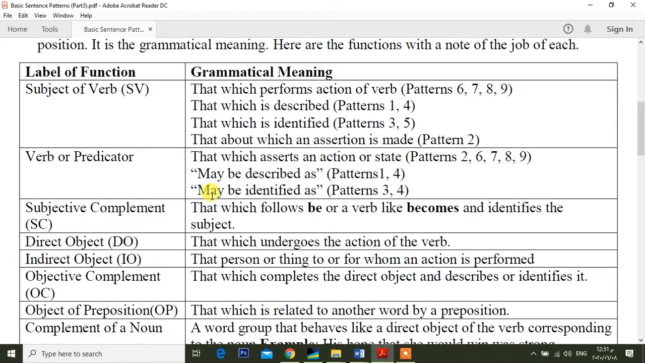The third one, the verb also, we are talking here about the verb, may be identified. The function of this verb here may be identified as, and it's found in pattern 3 and 4. For example, Ali is a doctor. "Is" here is used to identify Ali, who is a doctor. So we use "is" here as a verb or as predicator to identify Ali. Ali is a doctor.